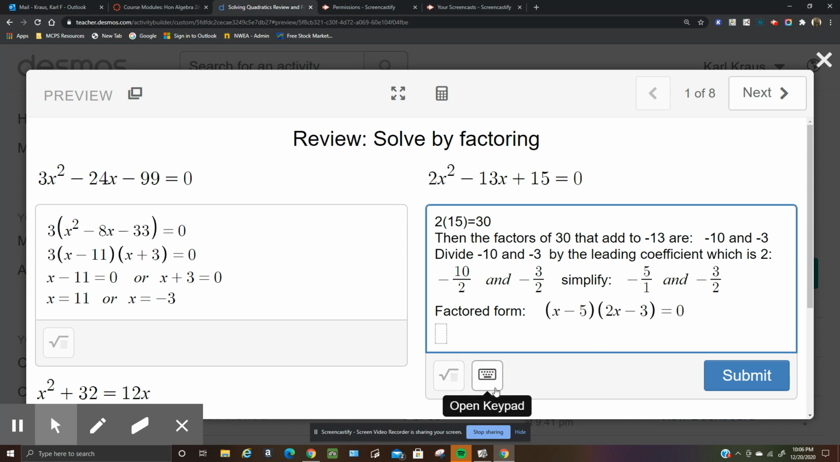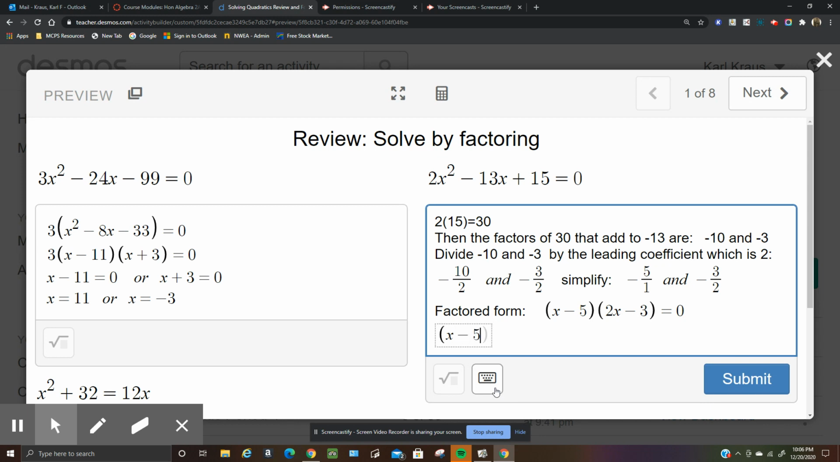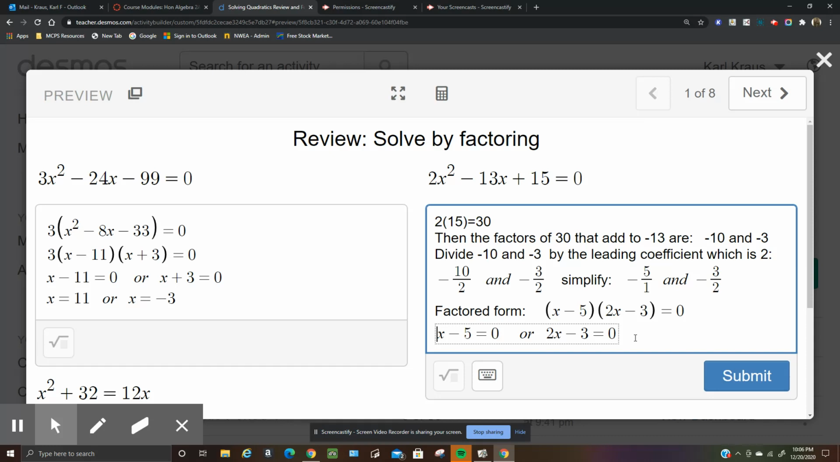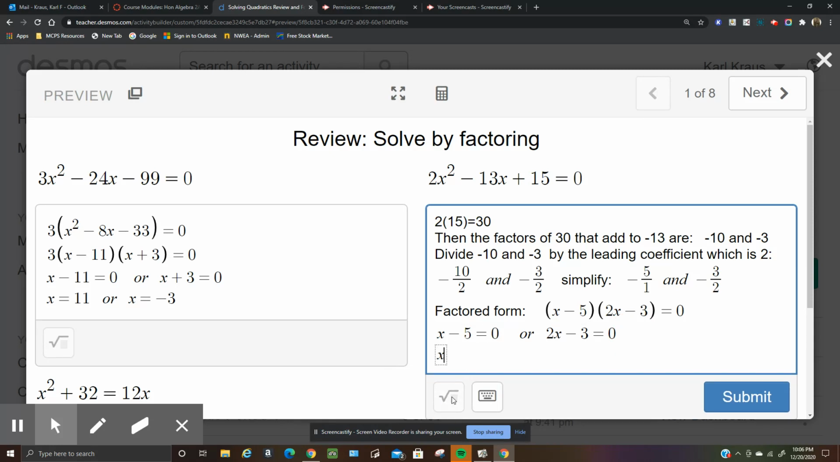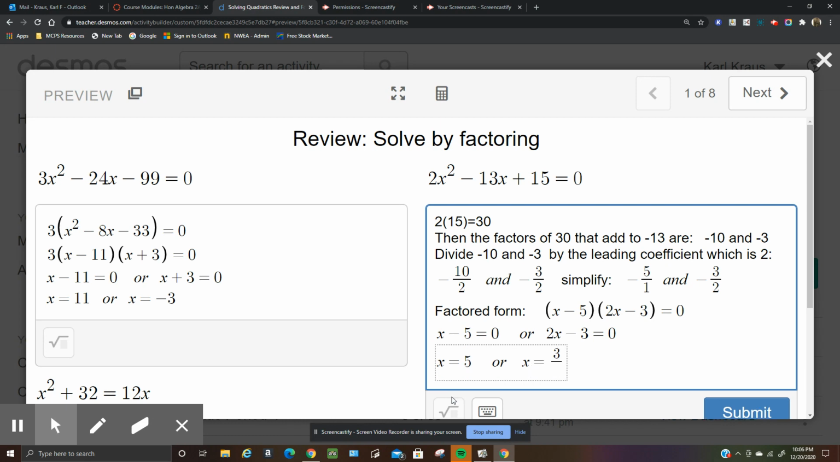Equate each factor to 0. I don't need these parentheses. I have two solutions. X equals 5 or x equals 3 halves.